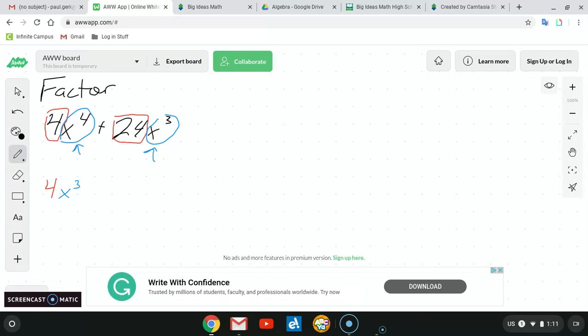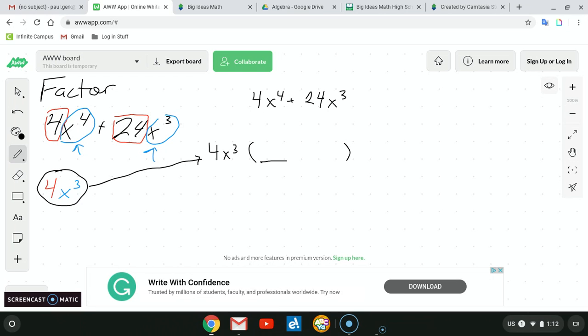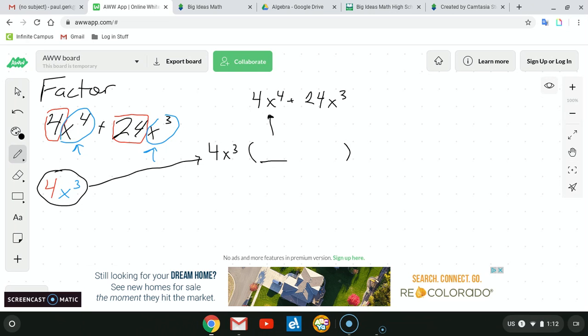So I'm just going to rewrite our original problem right here. 4x to the fourth plus 24x to the third. All right. So remember, we are undoing the distributive property. Our GCF that we just came up with, 4x to the third, we're going to put right here. So what we need to figure out is 4x to the third times something is going to give me my original monomial right there. So 4x to the third times what will give me 4x to the fourth.